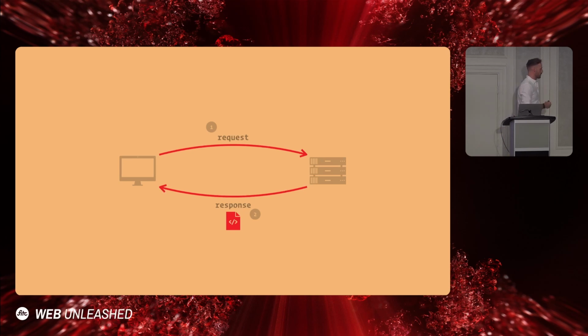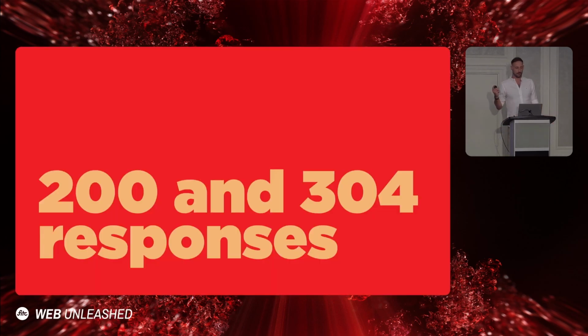A simple request-response mechanism might look like this. Client goes to a server, gets a response back. That will have a response code. At this point, it's not relevant. At this point, it's relevant. When we look at response codes, the only two we care about when we're debugging our caching strategies are 200s and 304s. Forget any other response code. If you're debugging caching, these are the only two you care about.